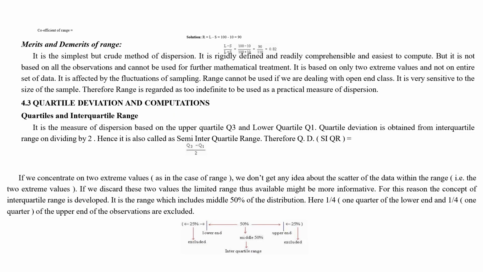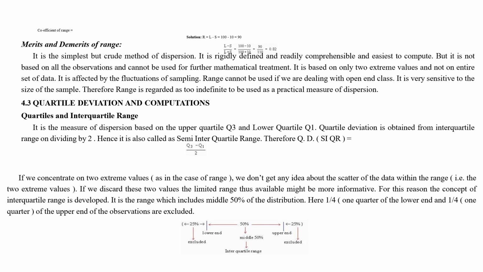Then merits and demerits of range. It is the simplest but crude method of dispersion. It is rigidly defined and readily comprehensible, easiest to compute, but it is not based on all the observations, and can't be used for further mathematical treatment.